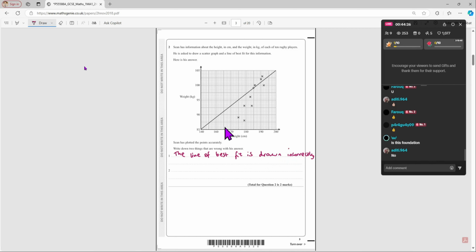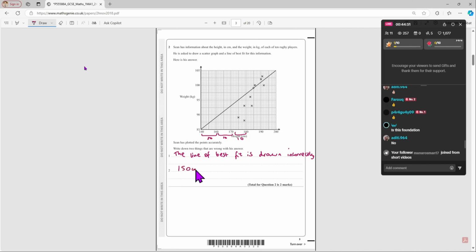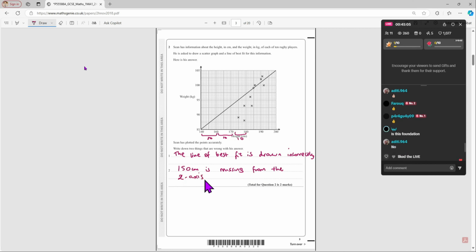And then the second mistake, if you look carefully on the x-axis, you can see it's going to be 140, 160, 170, 180. It's going up in increments of 10. But as you can see, this goes in increments of 20. It goes up in 20, but then it goes to 10, then a 10 again. That means his mistake is that 150 centimeters is missing from the height scale, or from the height axis, the x-axis. I'm going to say x-axis. And that will be your answer.